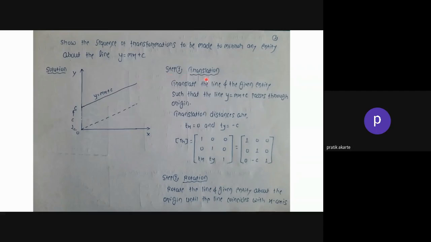So we will be translating it, translation transformation. For that we are using the y-intercept. We are making the y-intercept zero so that the line will pass through origin. We'll make the changes in y-intercept, and that ty will be minus c. It is minus c because the line is in the positive side. If the y-intercept is negative, we have to take it as positive. Fine. Don't worry, we'll be solving one problem on this also.